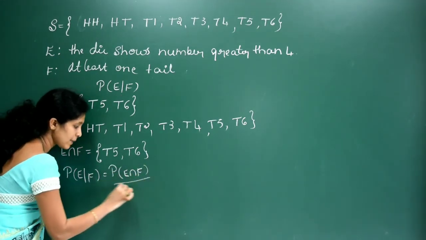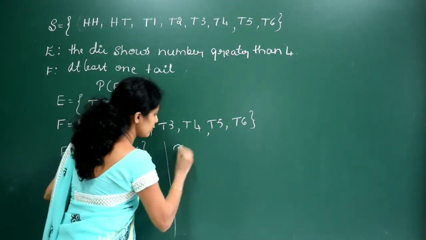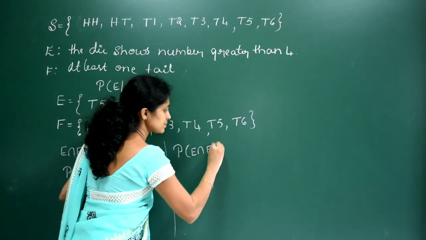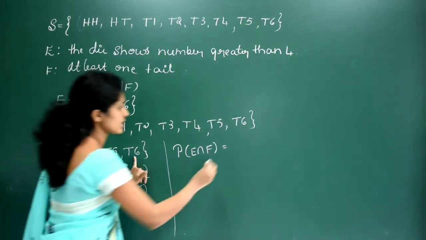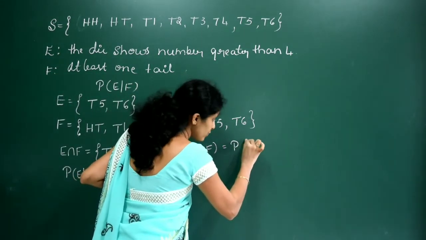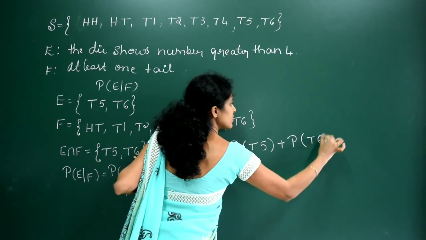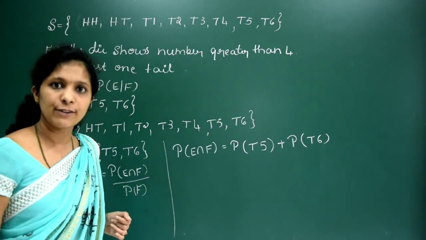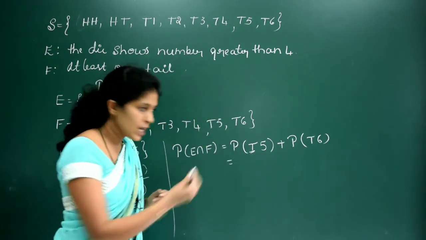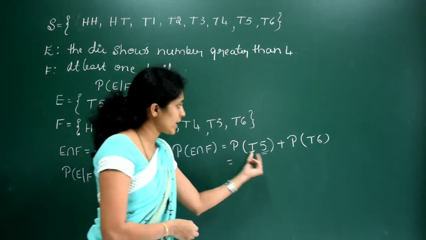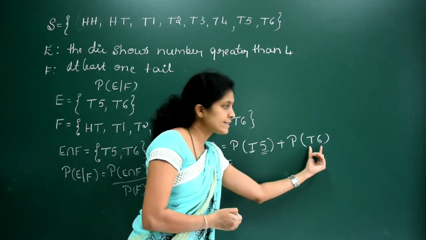So, clear? Now, we have to find P of E given F, which is equal to P of E intersection F divided by P of F. Now, we need to find the probability. What is P of E intersection F? Listen carefully, E intersection F is T5 and T6. It is nothing but probability of T5 plus probability of T6. Now what is the probability of T5? Here we have to find the probability of T separately, then the probability of 5 separately, and multiply, and similarly T and 6.